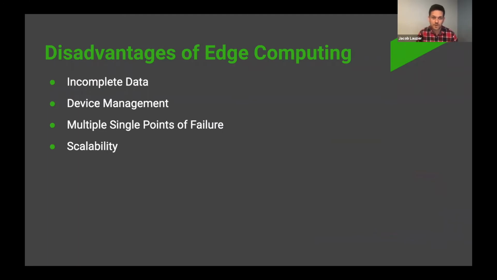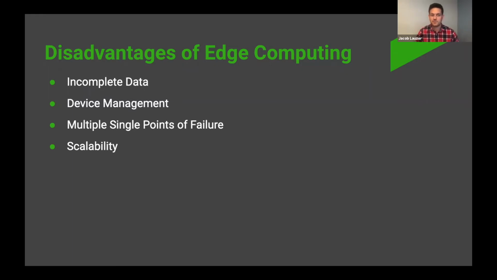Now, part of this disadvantage is sort of a double-edged sword, and that comes with incomplete data. When you start making decisions on the edge about what data should and shouldn't be sent to the cloud, you might miss some stuff. But there's not much you can do about that other than trial and error. You have to kind of work at that.